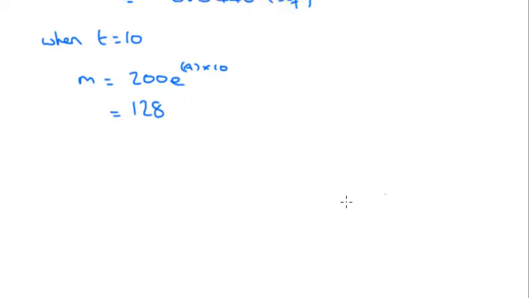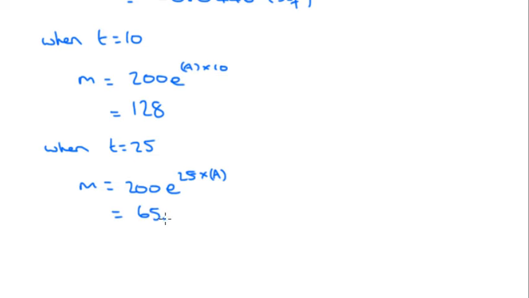For t equals 25, it's exactly the same process. m is going to equal 200 e to the power of 25 times my A value again, which is 65.536 or 65.5 to 3 significant figures.